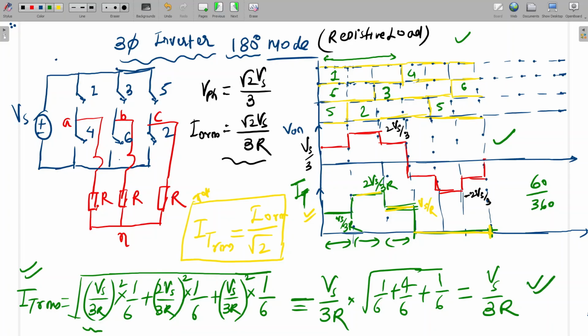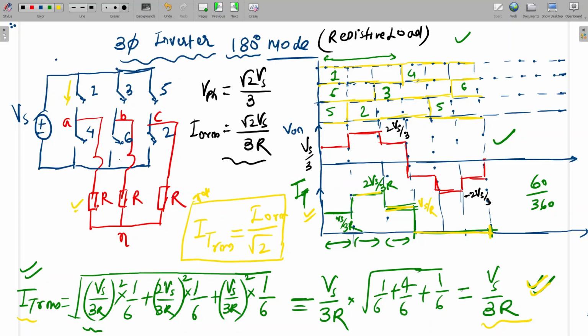Is it clear now? So it is switch 1 current, the current flowing through this switch 1. If resistive load will be there, this is the RMS current that will flow through the switch. Any switch we can analyze, so I have done for switch 1. All switches are working in the same pattern, so it will be the RMS value of all the switches.